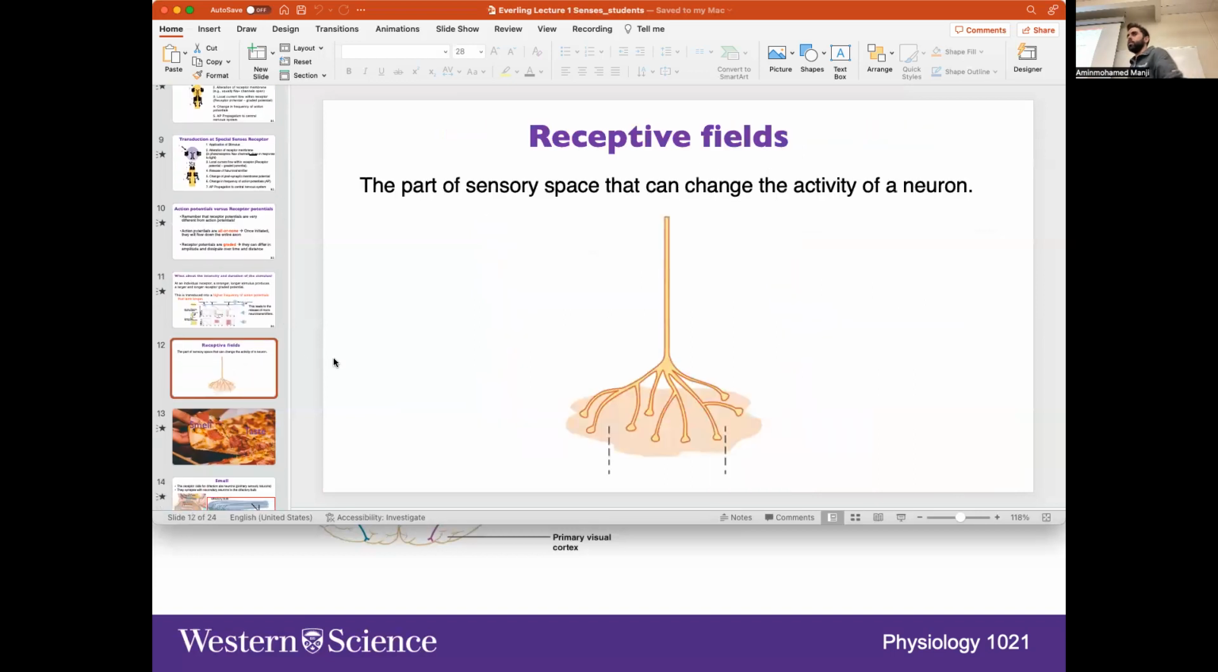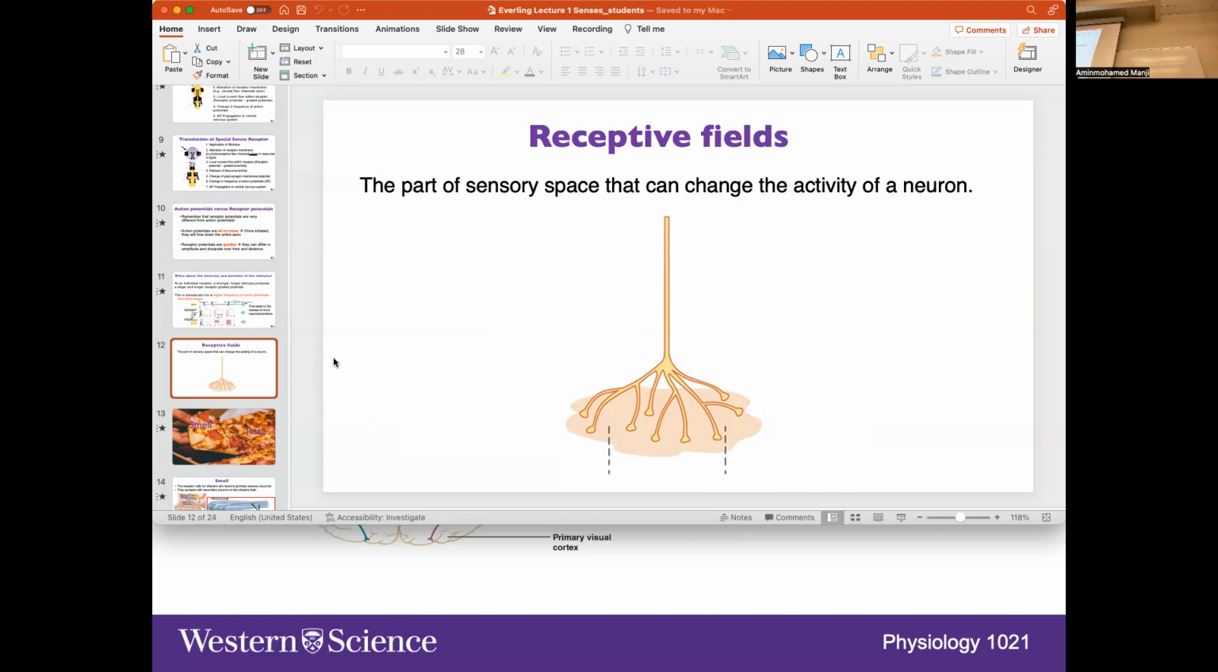Receptive fields. Again, don't complicate this. If something is touching my arm, that means a neuron is getting activated. But if a neuron is located over here, is that neuron going to get activated if something is touching me over here? No, that is what a receptive field is. The space that a stimulus has to fall into to activate that neuron, right?